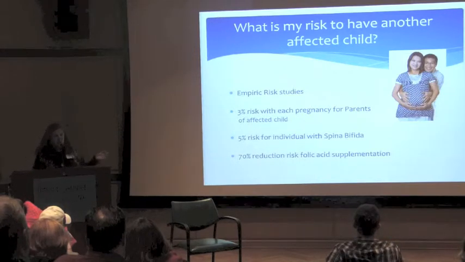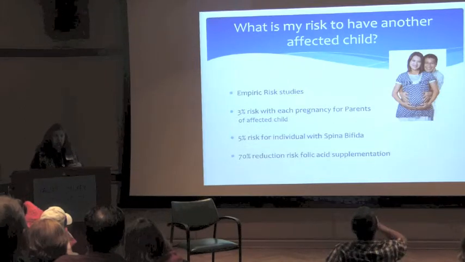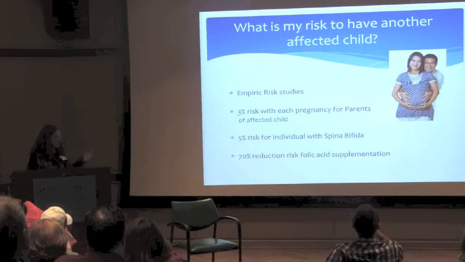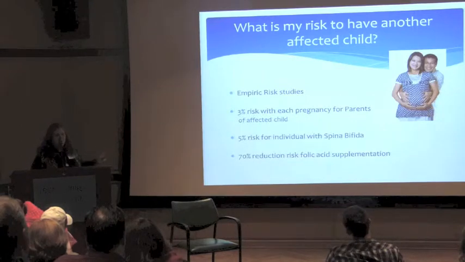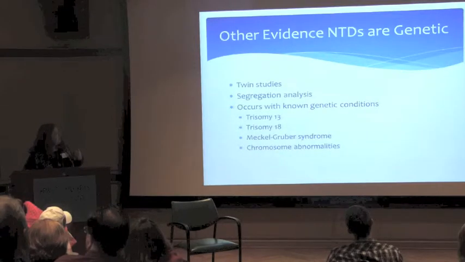The other number you may hear, I see a lot of young adults here with spina bifida. What's your risk of having a child with spina bifida? Again, the empiric risk data is about 5%. We'd actually expect those numbers to be about the same, and they're in the right ballpark, but that gives you a sense of what's the chance that your child could have spina bifida.